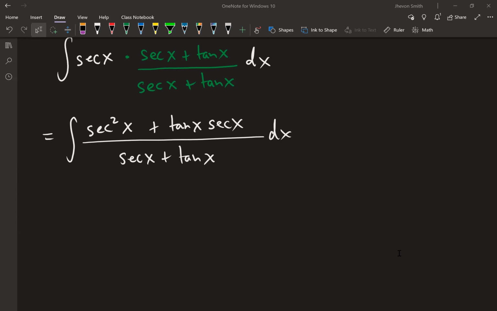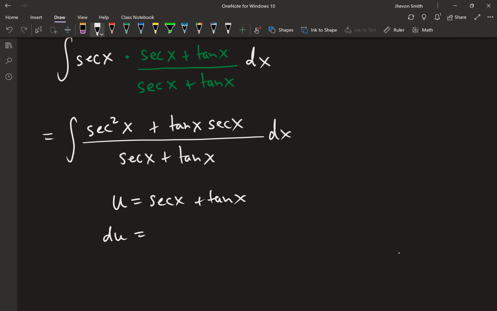I could separate secant squared x plus secant x tangent x and have 1 over secant x plus tangent x. Would secant x plus tangent x become u? Would I have 1 over u times secant squared x plus secant x tangent x? I'm not sure why you'd split up the top. What if we did this? Just do the last part of your statement, u equals secant x plus tangent x. Do a substitution.